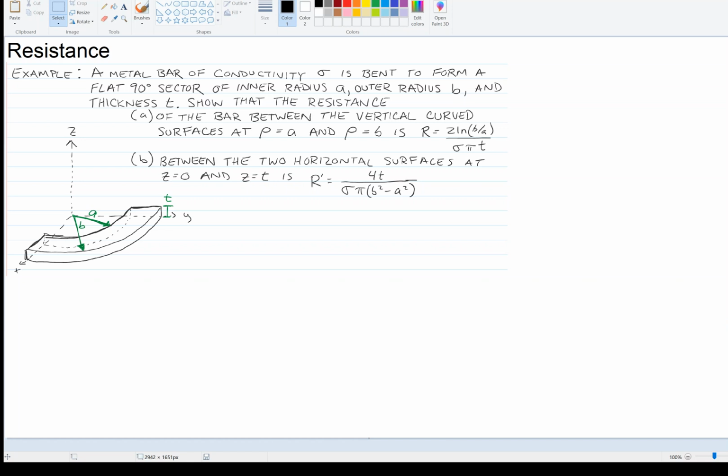Let's take a look. I've got an example that we're going to work through, but before that, I just want to remind you of a couple things. So when we did look at resistance, we said that the resistance in ohms was the change in length of the conductor divided by its conductance times its surface area, like this.